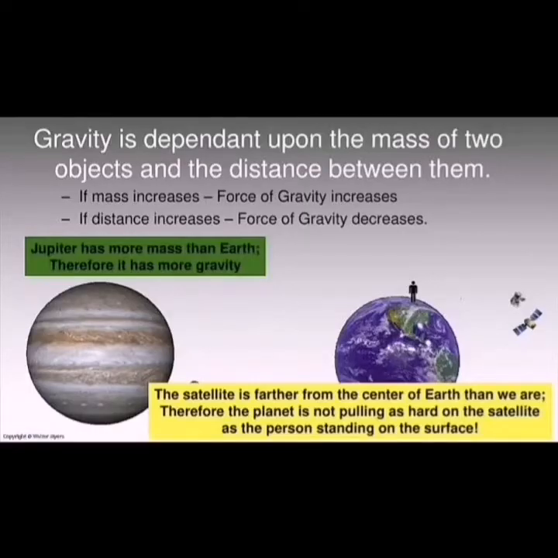Gravity is dependent upon the mass of two objects and the distance between them. If the mass increases, then the force of gravity also increases. If the distance increases, then the force of gravity decreases. Jupiter has more mass than Earth. Therefore, it has more gravity.